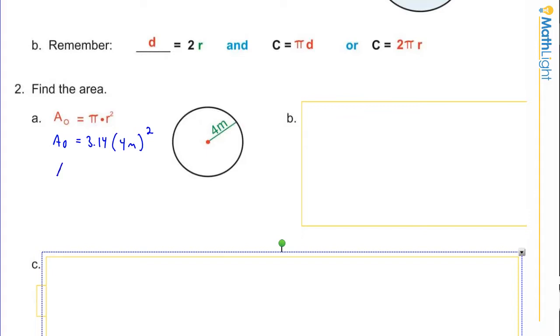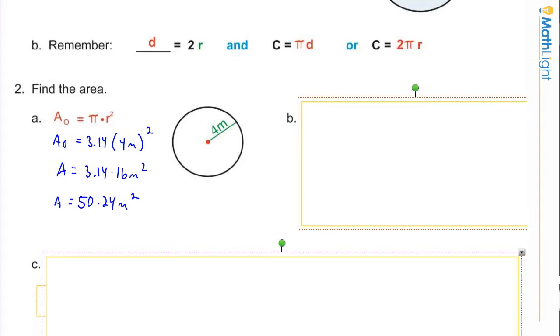All right, order of operations. Got to do the exponent first, and that's, of course, 16 meters squared. Calculator, 3.14, or your pi button, times 16, and I got 50.24 meters squared. If your teacher wants you to round off to one decimal place, then 50.2. Don't forget your units. Those are meters squared.